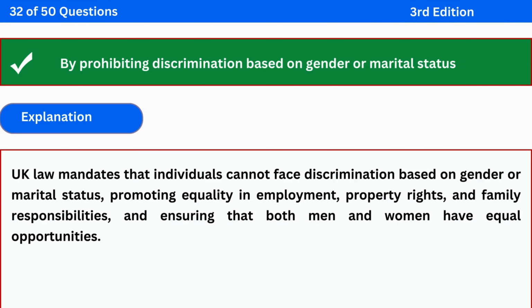The correct answer is by prohibiting discrimination based on gender or marital status. Explanation: UK law mandates that individuals cannot face discrimination based on gender or marital status, promoting equality in employment, property rights, and family responsibilities, and ensuring that both men and women have equal opportunities.